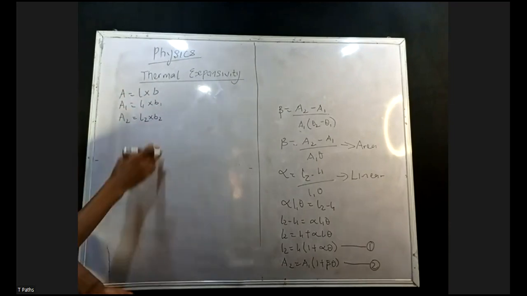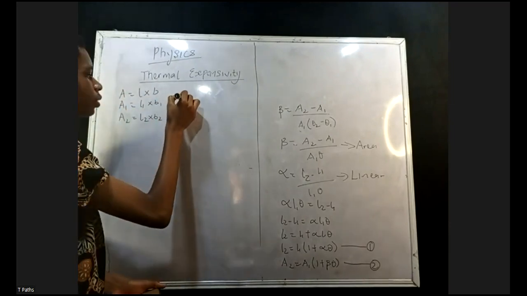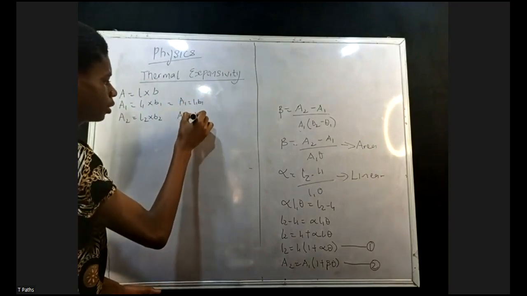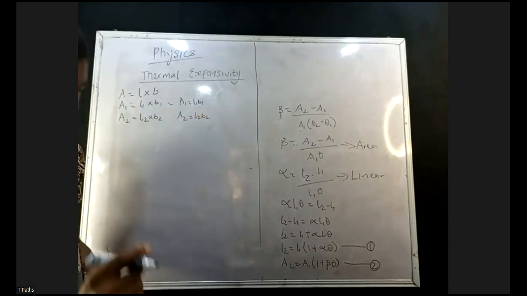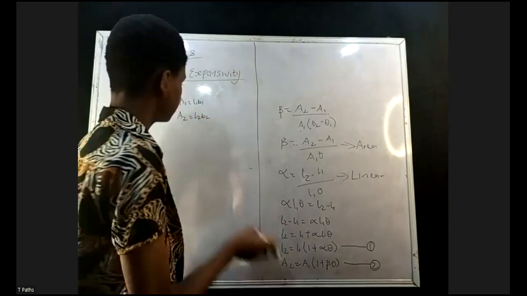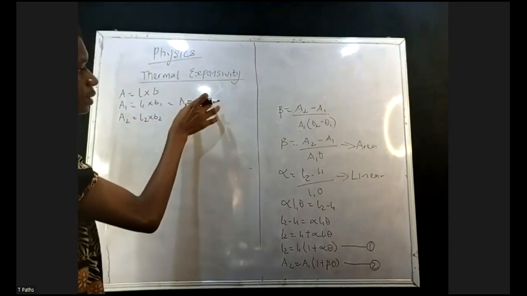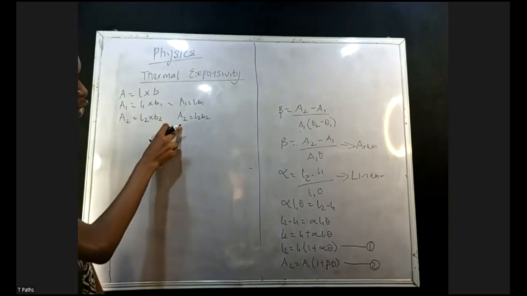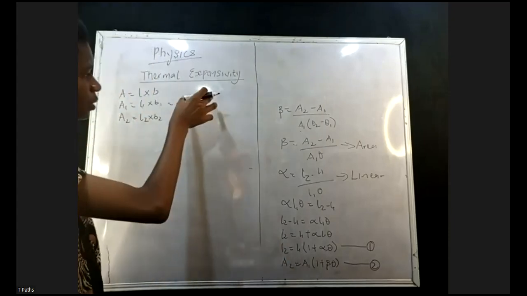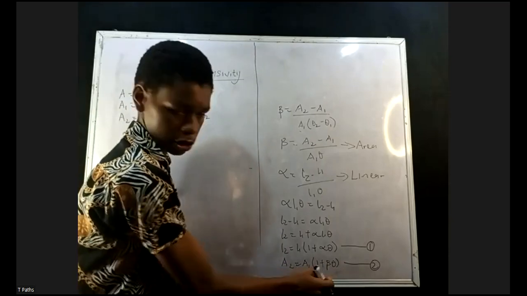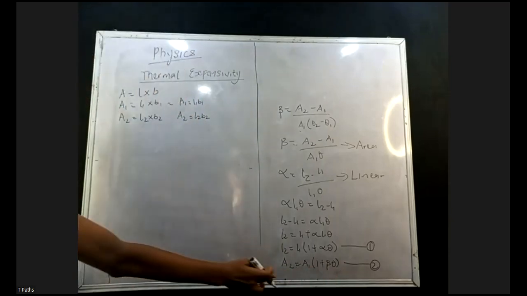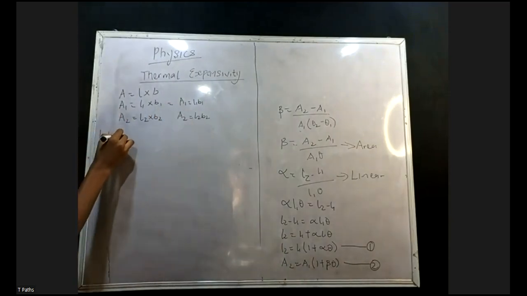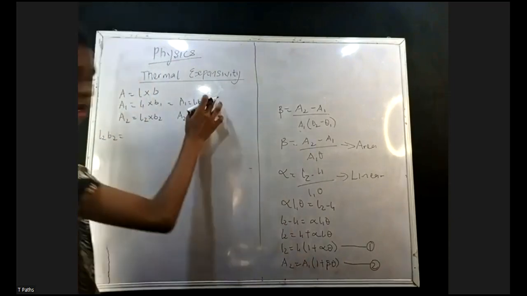So my A1 becomes L1 B1, while my A2 becomes L2 B2. What I want to do here is replace A2 and A1 in equation 2 with L2 B2 and L1 B1. What do I mean? Anywhere I'm seeing A2, I want to put L2 B2, and anywhere I'm seeing A1, I want to put L1 B1 in this equation 2. How do I go about that? Instead of writing A2 here, I write L2 B2, which is equal to, and instead of A1, I write L1 B1.